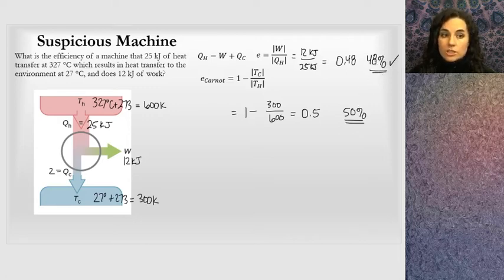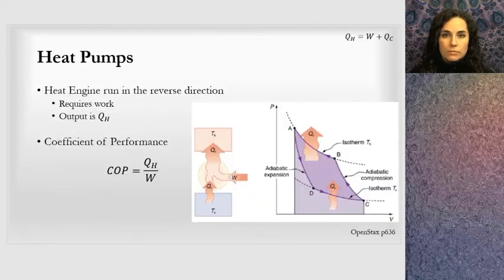If this efficiency was larger than the Carnot efficiency, that's not a possible process. The spontaneous process is limited to the temperatures of the hot and cold reservoirs, and in this situation is limited to 50%. I wanted to have a quick chat about heat pumps.